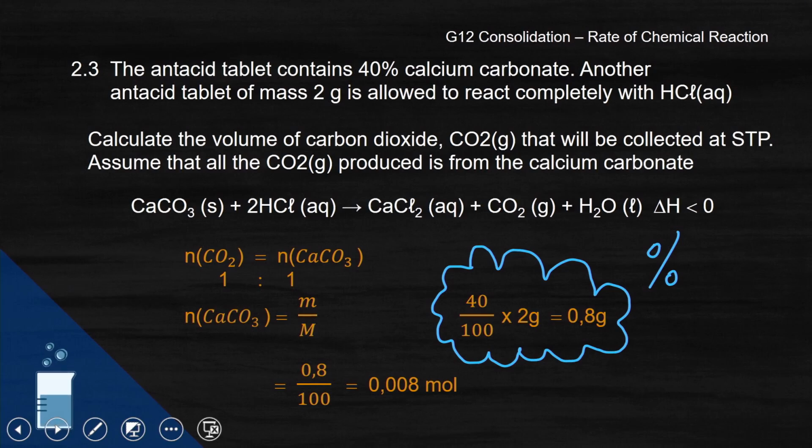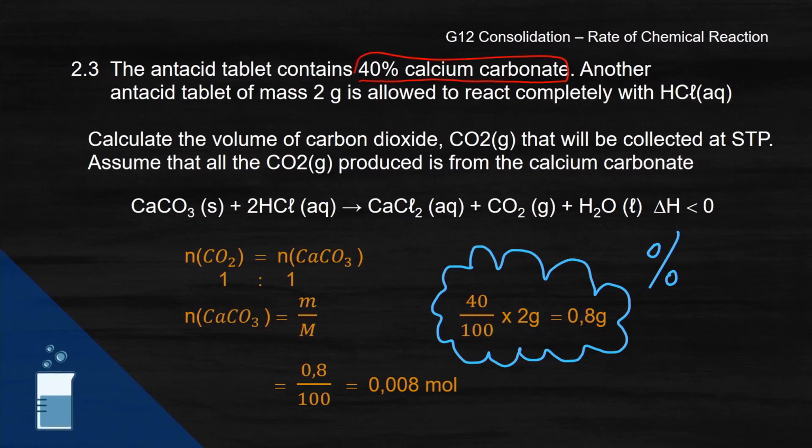The next question is an interesting question because it's about the percentage that actually takes part in the reaction. It reads: the antacid tablet contains only 40% calcium carbonate. Another antacid tablet of mass 2 grams is allowed to react completely with HCl, that's the hydrochloric acid. Calculate the volume of carbon dioxide, that's CO2 gas, that will be collected at standard temperature and pressure, and assume that all the carbon dioxide produced is from the calcium carbonate.